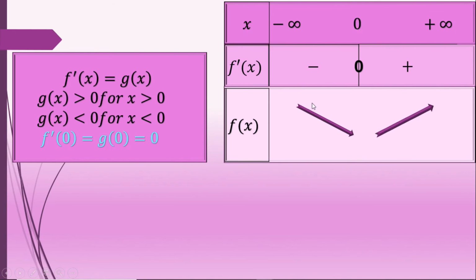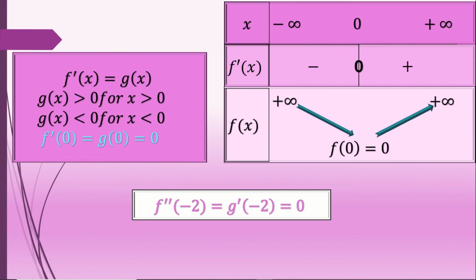Well, let's put the variations here. As you see, f varies from its limit at minus infinity, which is plus infinity, towards f of 0, which is 0. Then it will be increasing from f of 0, which is 0, towards its limit at plus infinity, which is also plus infinity.